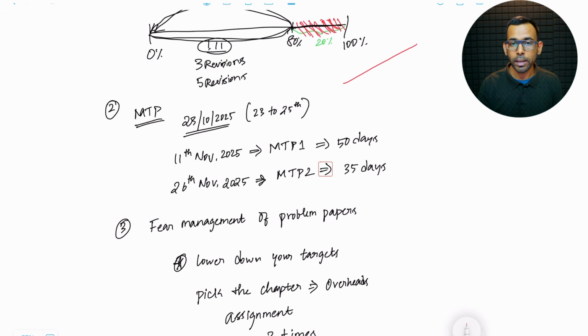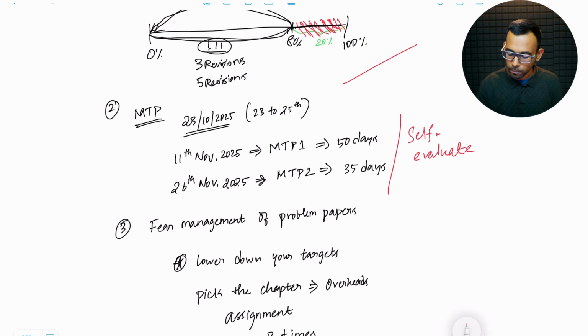And then the second thing that I discussed is about MTP, which is by 11th of November, you must have started writing your MTP 1 exams. And by the latest of 26th of November, you should have started writing MTP 2. And then again, I have to add one point, self-evaluate, which I always keep talking about in every video. Self-evaluate. Write the test by yourself and evaluate it by yourself.